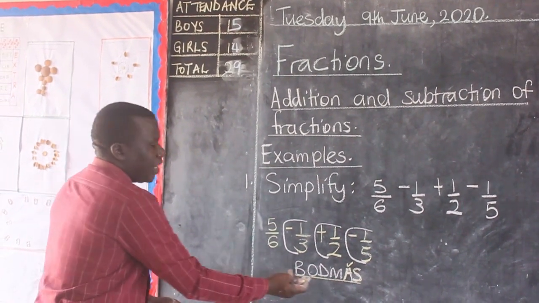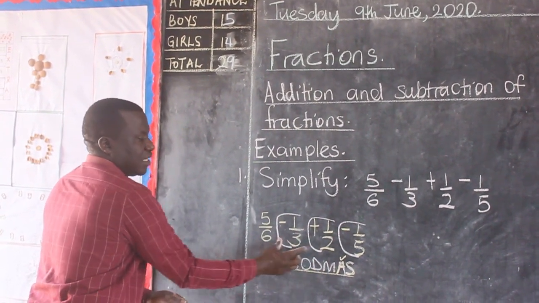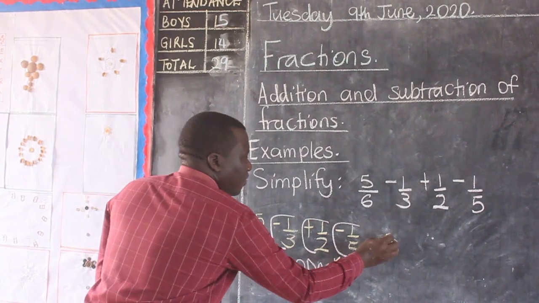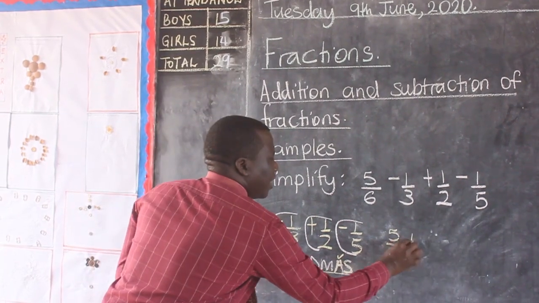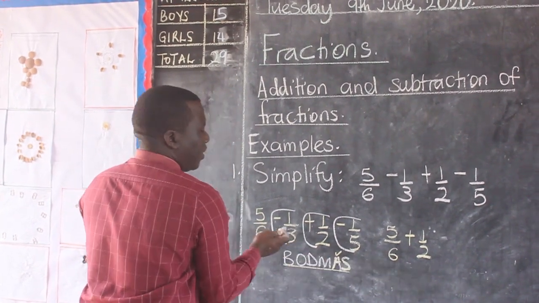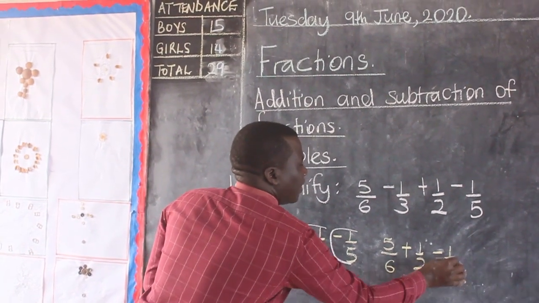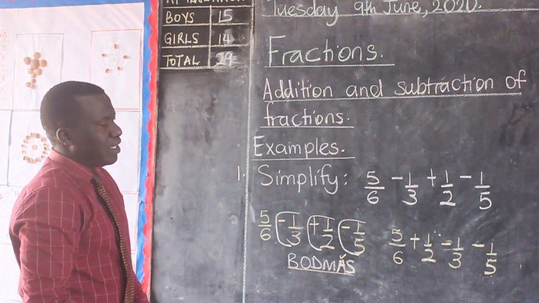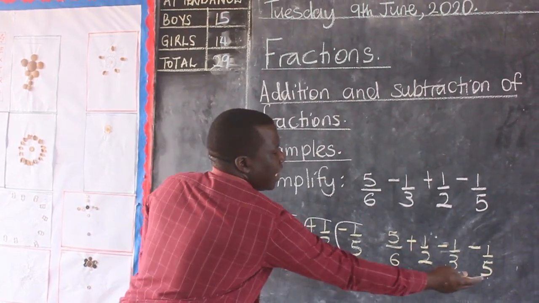Now, you are going to rearrange them beginning with addition. We are going to take the two fractions, this and this first, then this and this last. So we shall say 5/6 plus a half. Then we bring in the subtraction fractions last, that is minus a third minus a fifth. So by so doing, you have arranged them in the order of BODMAS.